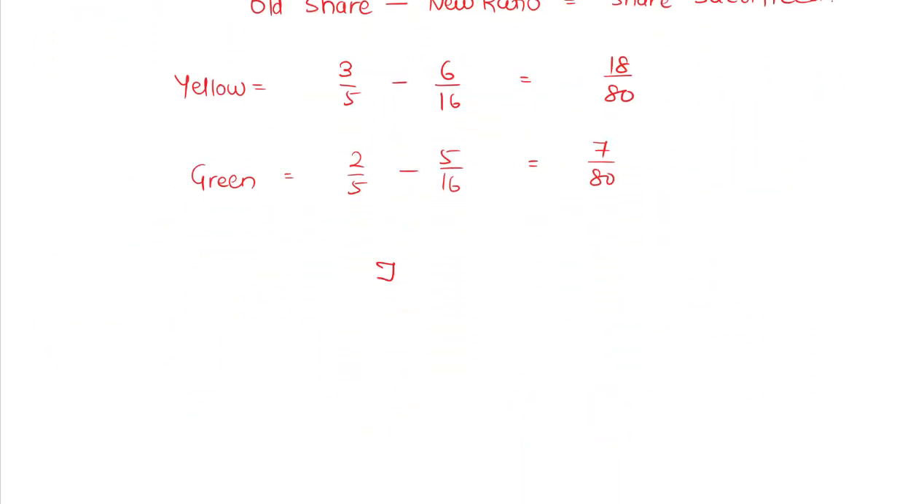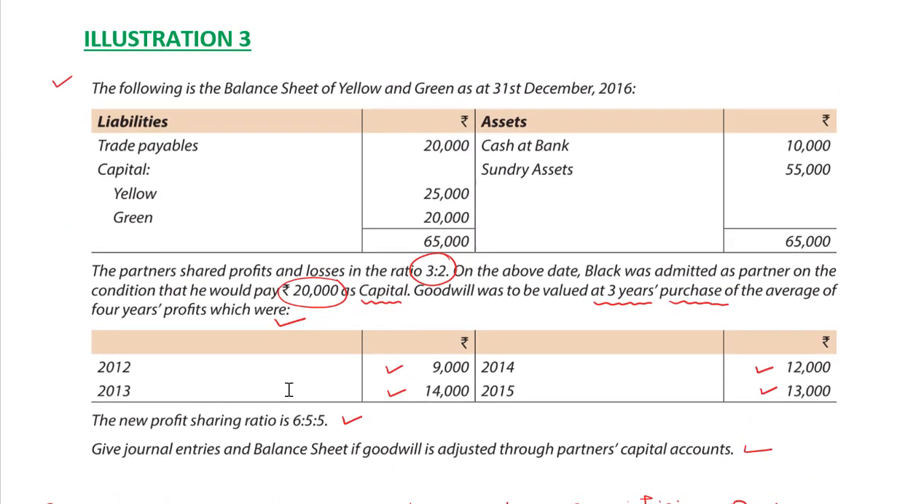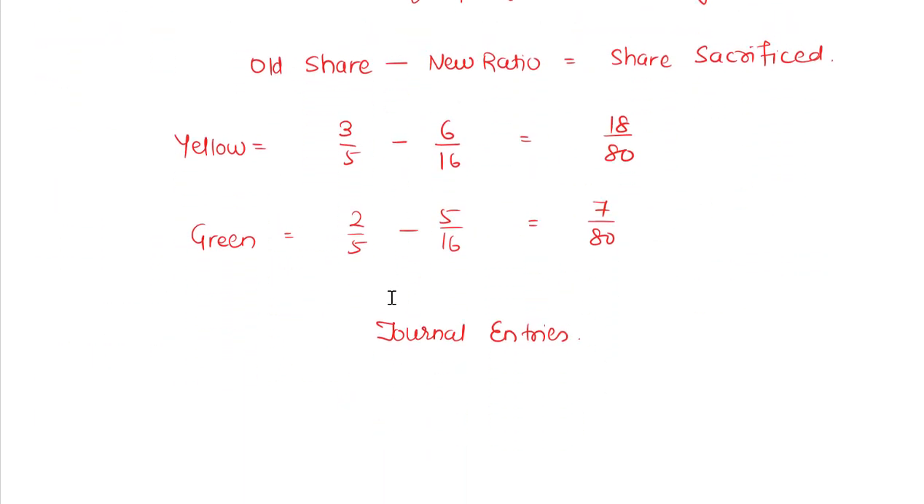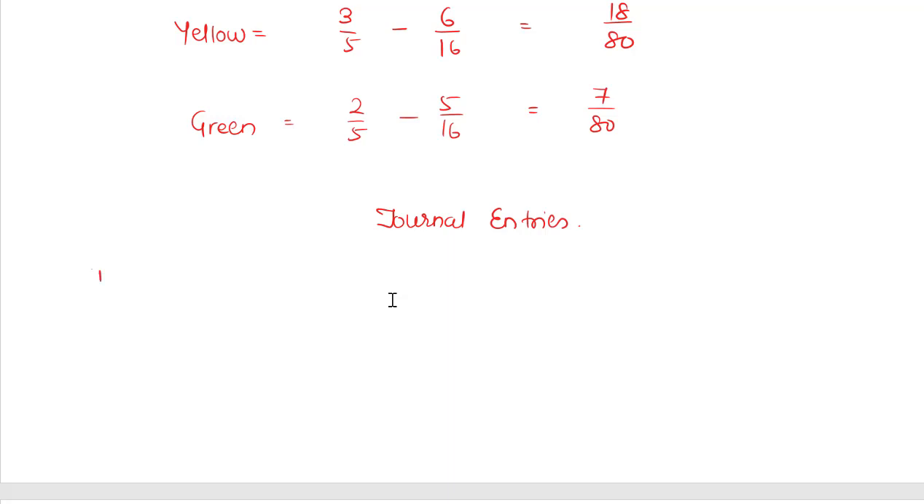We need to pass journal entries. 20,000 is Black's capital. He brings in 20,000 as capital. So bank account debited 20,000 to Black's capital account 20,000.